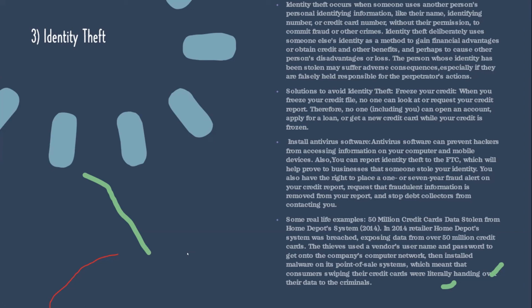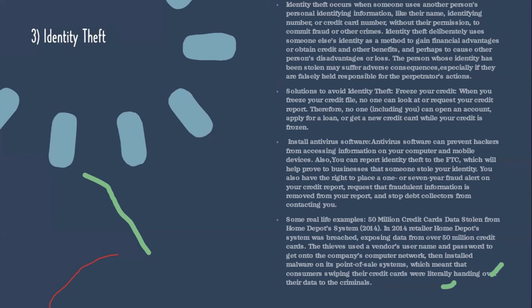Also, you can report identity theft to the FTC, which will help prove to businesses that someone stole your identity. You also have the right to place a 1 or 7 year fraud alert on your credit report, request the fraudulent information be removed from your report, and stop debt collectors from contacting you.